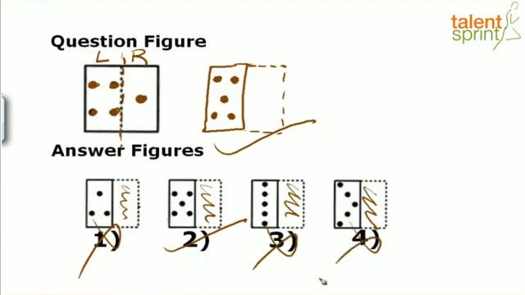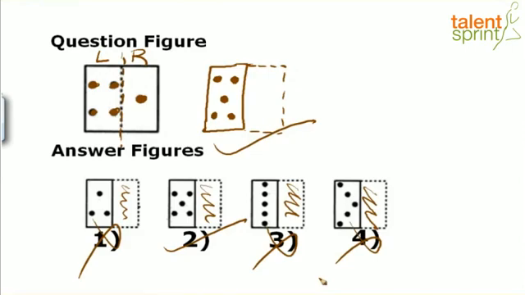Fourth option also, the four dots are not available. So we can say option 2 is the correct answer. So either you go by elimination using one or the other point, or simply try to draw it. And you need not draw it actually, you can just look at the answer options and make out which is the correct folded part of it.